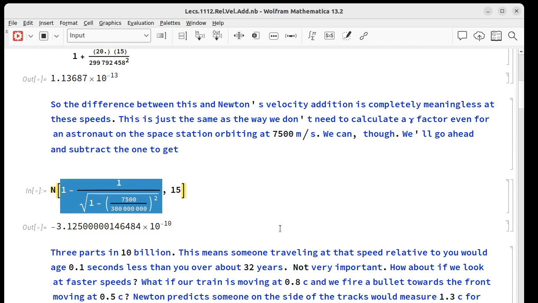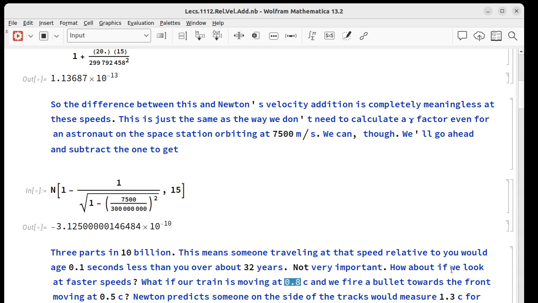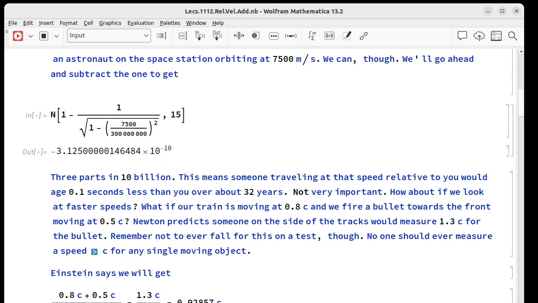At faster speeds, though, it starts to matter. What if our train is moving at 0.8 c and we fire a bullet towards the front of the train moving at 0.5 c? Again, Newton would predict 1.3 c, since we would just add them together. Don't ever do this on a test. Don't fall for it. I might very well ask you something like this and try and trick you, but you should never measure a speed greater than c for any moving object, and you won't even measure a speed equal to c if the object has mass.